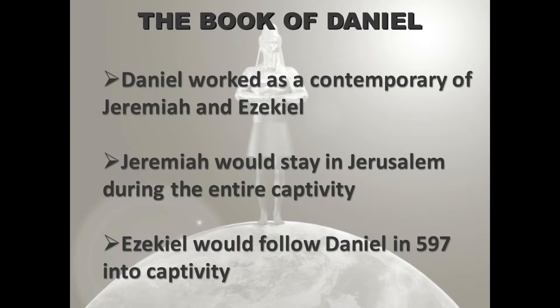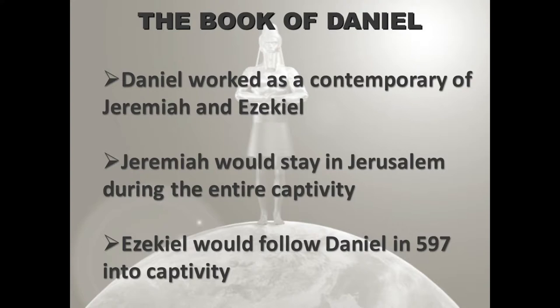He was contemporary with Jeremiah, and he was also contemporary with Ezekiel, both prophets that wrote books that we find in what we call the major prophets. You've got the major prophets, of course, beginning with Isaiah. You've got Isaiah. You've got Jeremiah. Of course, you've got Jeremiah writing the book of Lamentations. You've got the book of Ezekiel and the book of Daniel. So those are the five books of the major prophets.